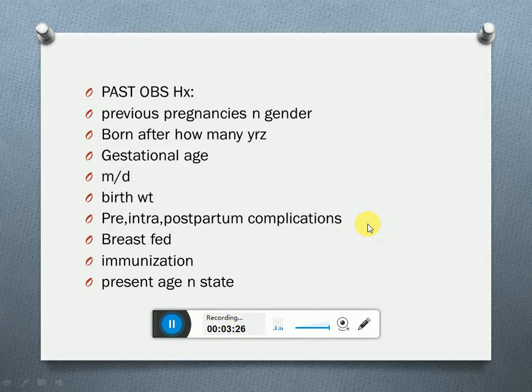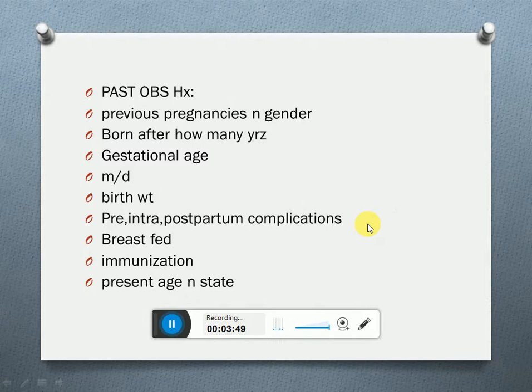If abortions have occurred in the past, then you have to mention them: how they occurred, whether they were spontaneous or occurred in the hospital, and whether there were any complications before and after the procedure, all that. You have to give a detailed past obstetric history. So what are the components of this past obstetric history?